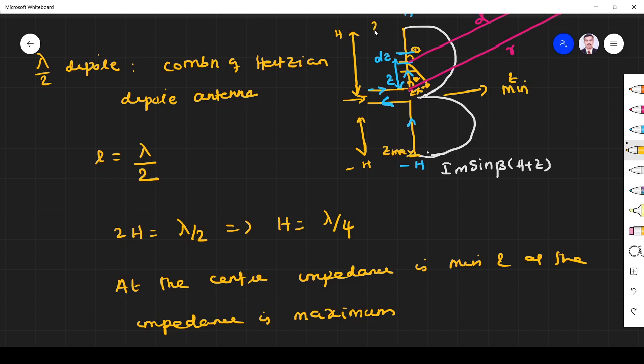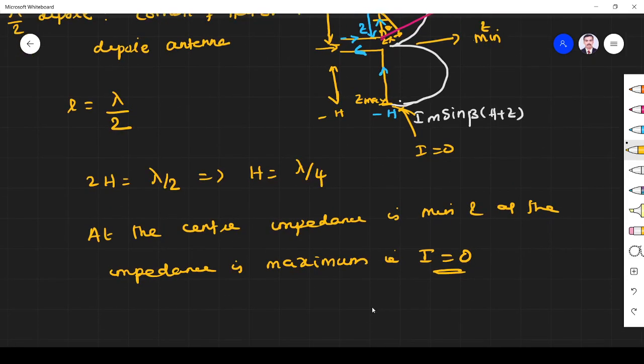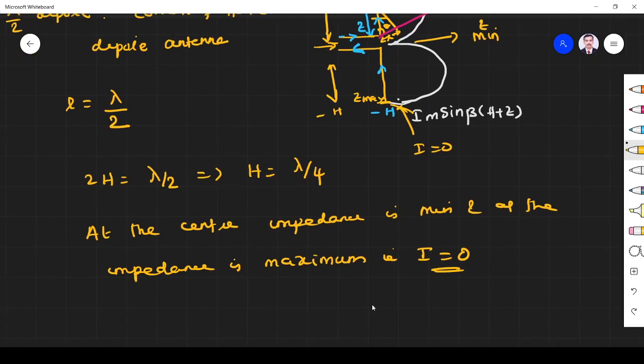Z max means the current is zero. So Z is maximum, which implies I is equal to zero at the tip of the antenna. That is a very important point to note, because by using this we will manipulate some equations. So at the tip of the antenna the current is zero because the impedance is maximum.